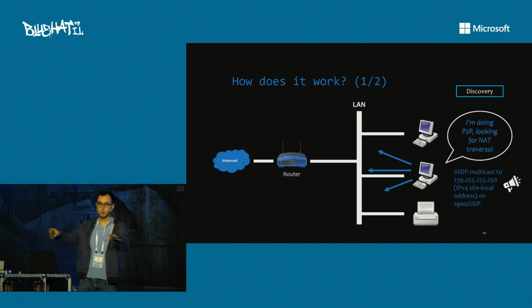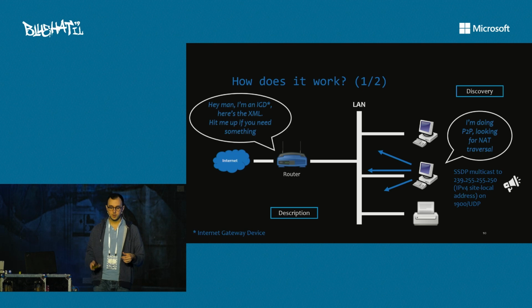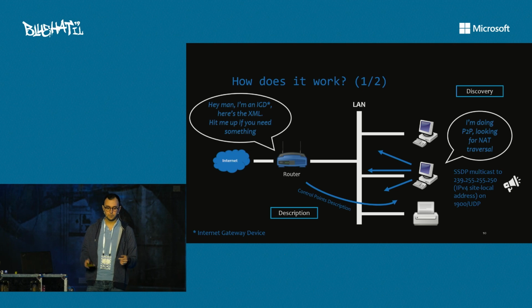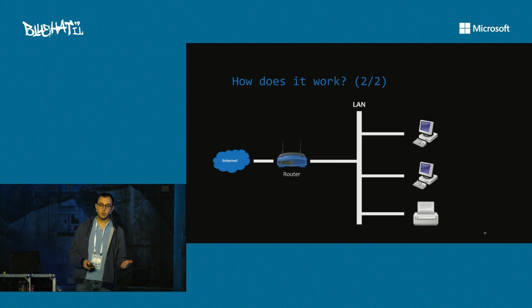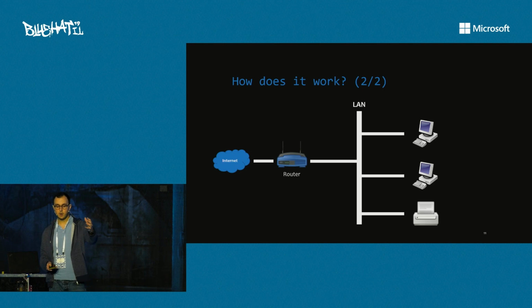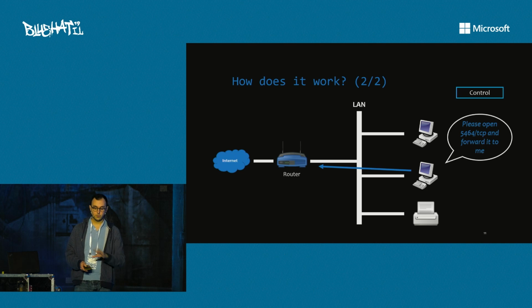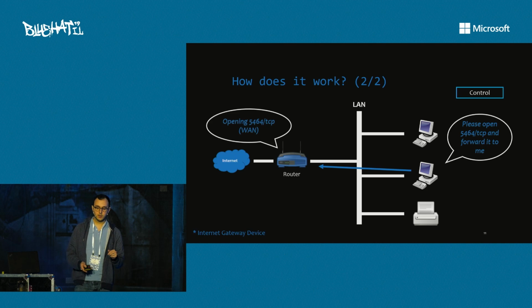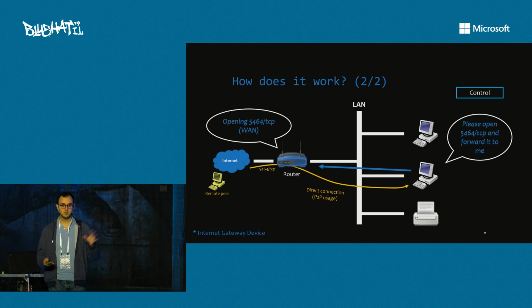So you are looking for the router, right? And the router will reply back over UDP with the XML location of its control points, like so. And then the computer will ask the router to forward a particular port in order for the peer-to-peer to work. So this is the control part. And finally, the router will just comply and say, OK, I open this port and the direct connection can be made. It's as simple as that.